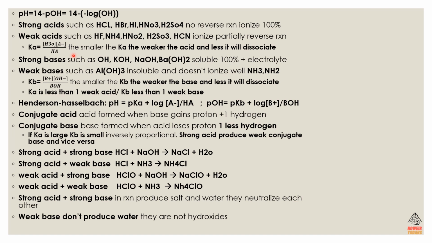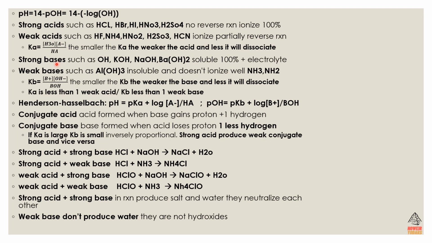So Ka is the acid dissociation constant, which is the measure of the strength of the acid. Like we said, pKa is the calculation of the acid strength in the solution. So Ka is equal to H3O, the hydronium ion, times the conjugate base divided by the acid. The smaller the Ka, the weaker the acid, and the less it will dissociate. So here it's different from pKa. For pKa, the smaller the pKa, the stronger the acid. Here, if Ka is smaller, the weaker it is.